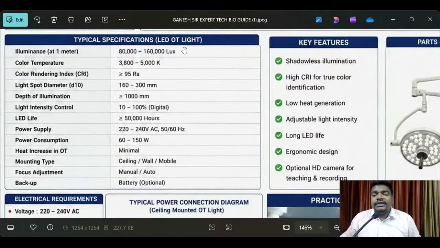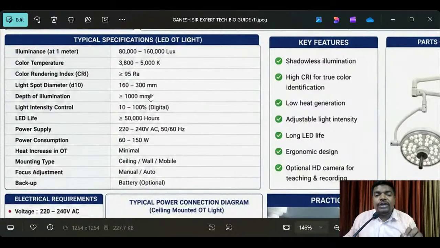Typical specifications of LED OT lights: illumination at 1 meter, 80,000 to 1,60,000 lux. Depending on make and model it varies, and the specifications vary, but the parameters do not change. The parameters are illumination, color temperature, color rendering index, light spot diameter, depth of illumination, light intensity control, LED life, power supply, power consumption, heat increase in OT, mounting type, focus adjustment, and backup.